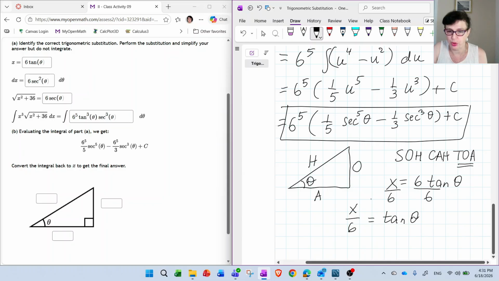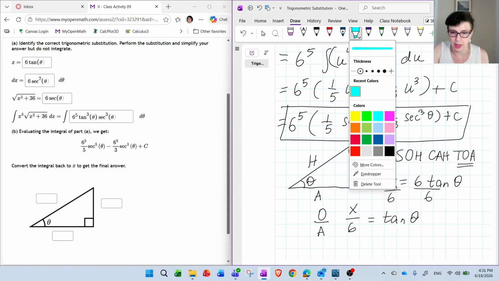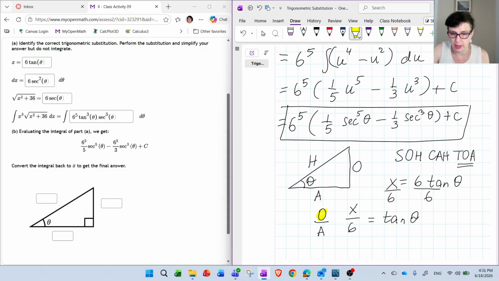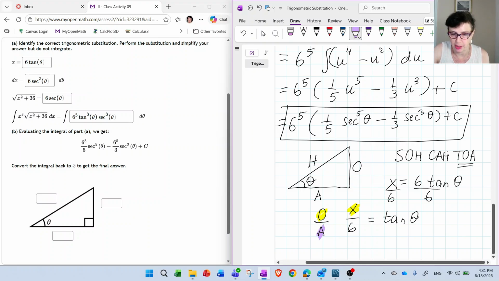That tells you that tangent is opposite side divided by adjacent side. So here's tangent, opposite side divided by adjacent side. What does that mean? It means that the opposite side is x, and the adjacent side is 6. So now we can go ahead and figure it out. This particular part, the A, that's your adjacent side, so that's going to be 6. The opposite side is going to be x.